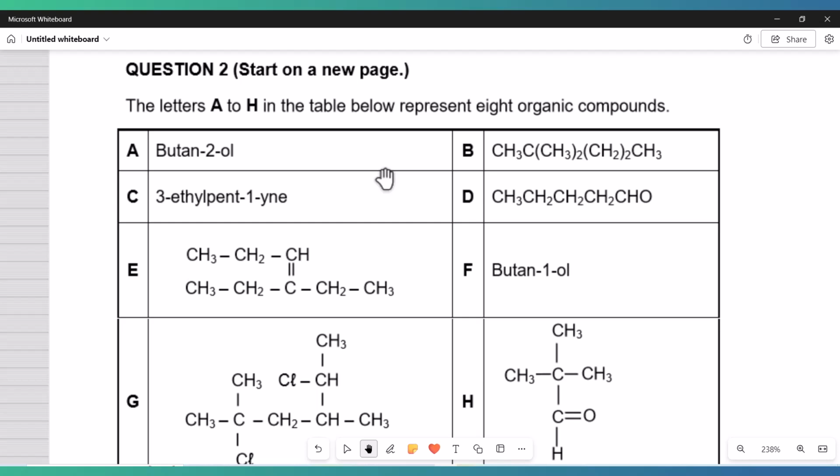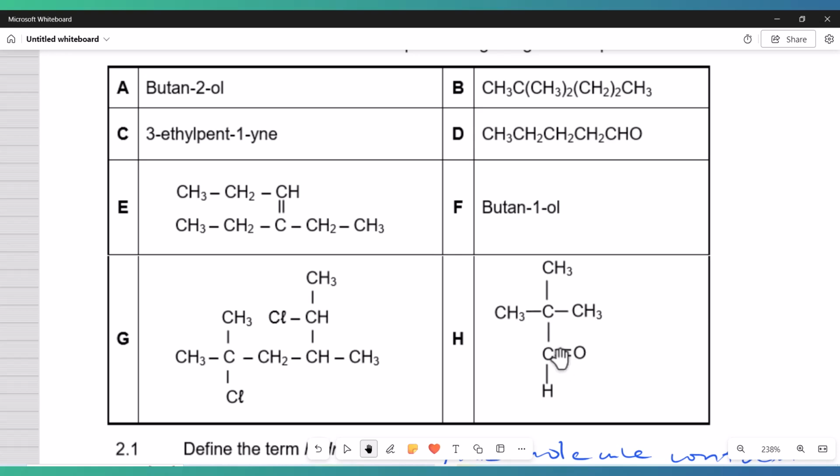If you check what we have here, look at this compound D. How many carbons are here? This is 1, 2, 3, 4, 5. Okay, now that is pentanal, a 5 carbon atom aldehyde. What about down here? Let's check here. This is 1, 2, 3, 4, 5.